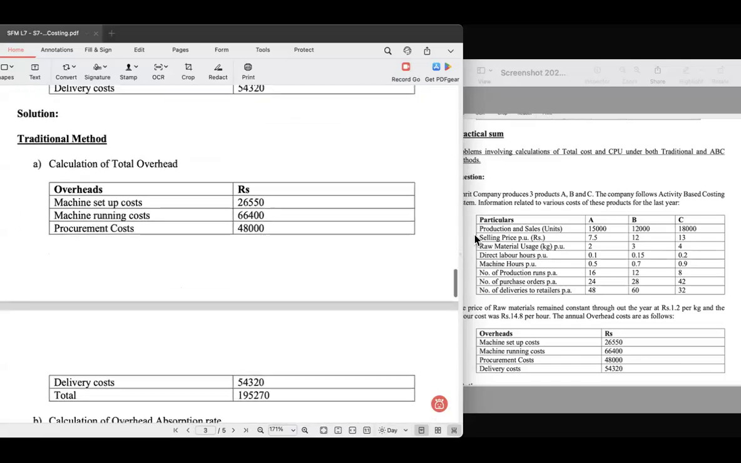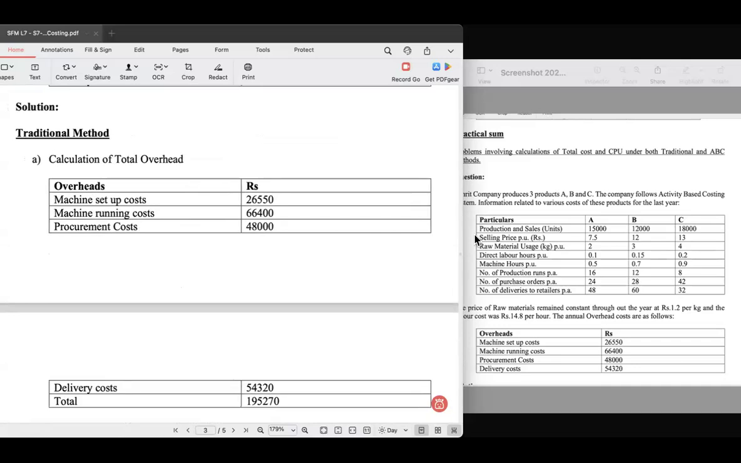Now let's concentrate on the question. Okay, everyone ready? Traditional method. Now first, what we do is we are going to calculate the total overhead. So where do we get this information? We have the information here.